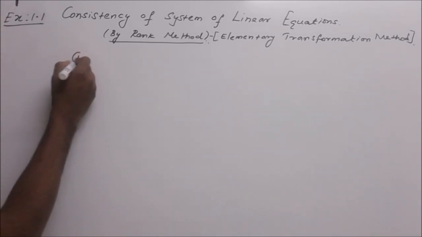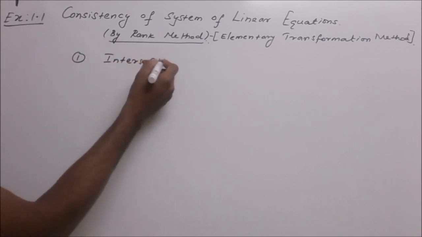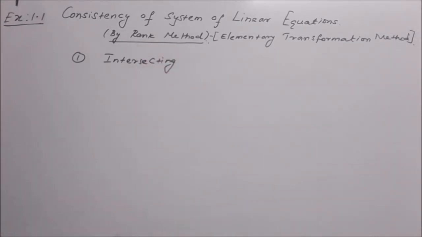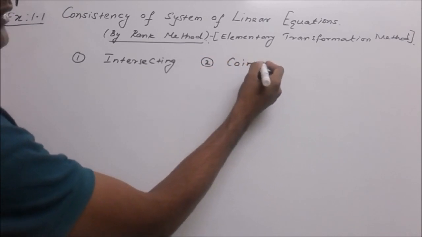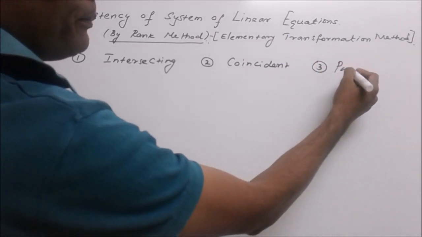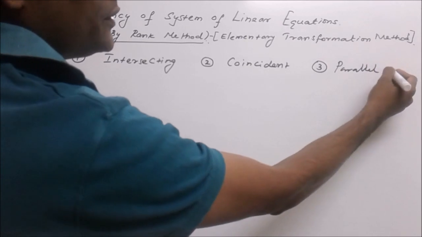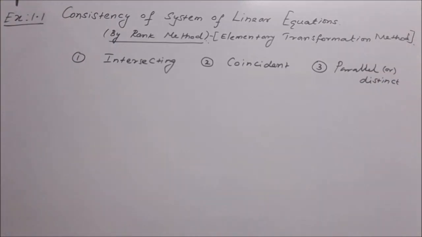One, they are intersecting. Two, they are coincident. Three, they are parallel or distinct. If we consider three lines in a plane, they will be either intersecting lines or coincident lines or parallel lines.